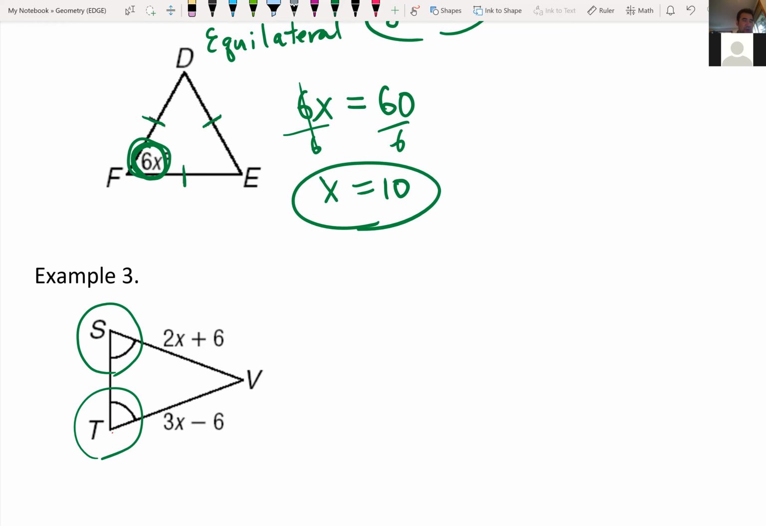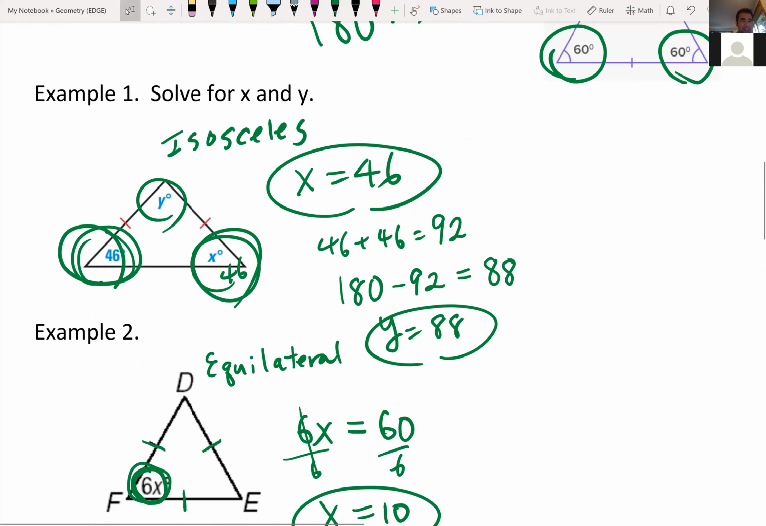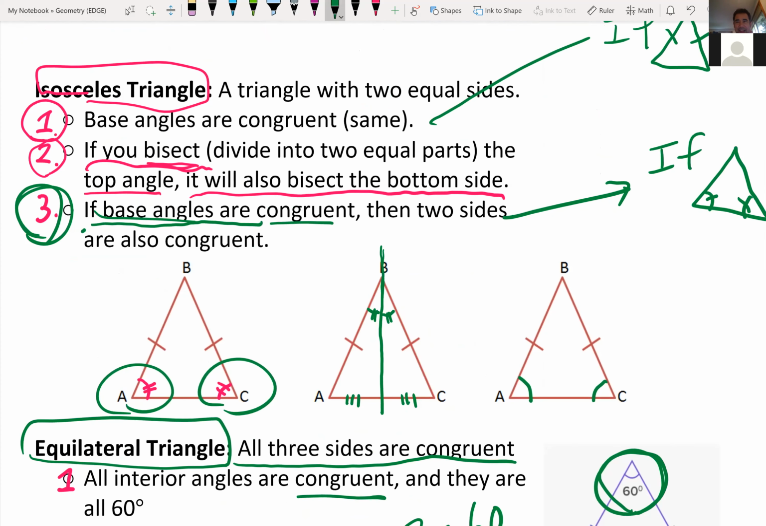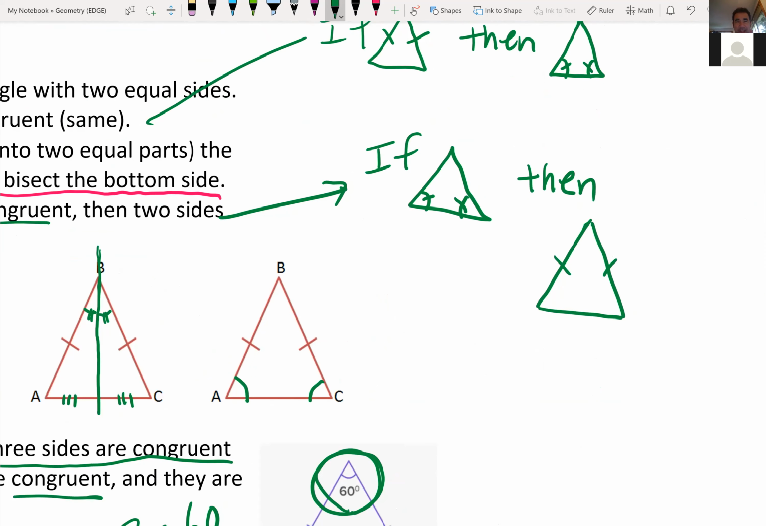Now, what do you know if you know the two bottom angles? I'm going to call them bottom angles. So if two bottom angles are the same, what do you know? We have the property, right? It says it's this one right here. If base angles are the same, then what? We know that two sides are the same, right? That's what the property number 3 is. So we're going to rely on that.